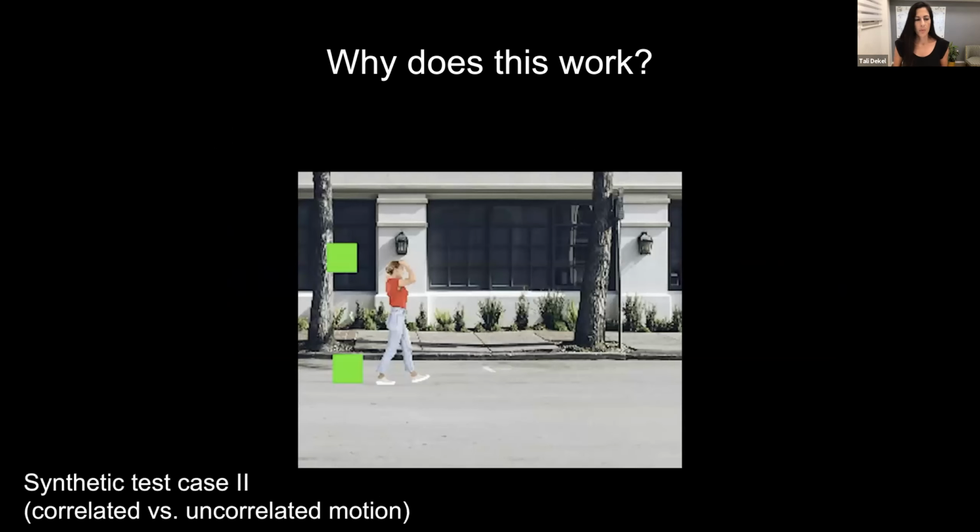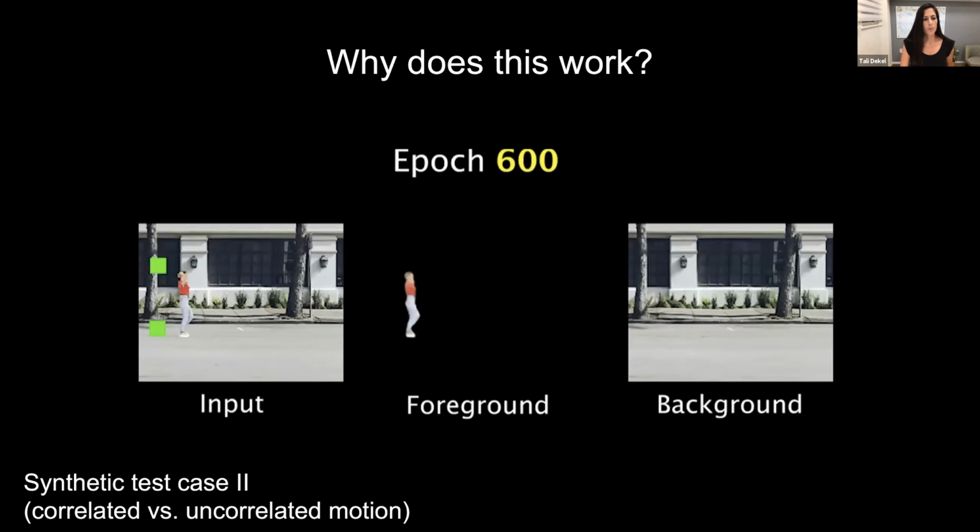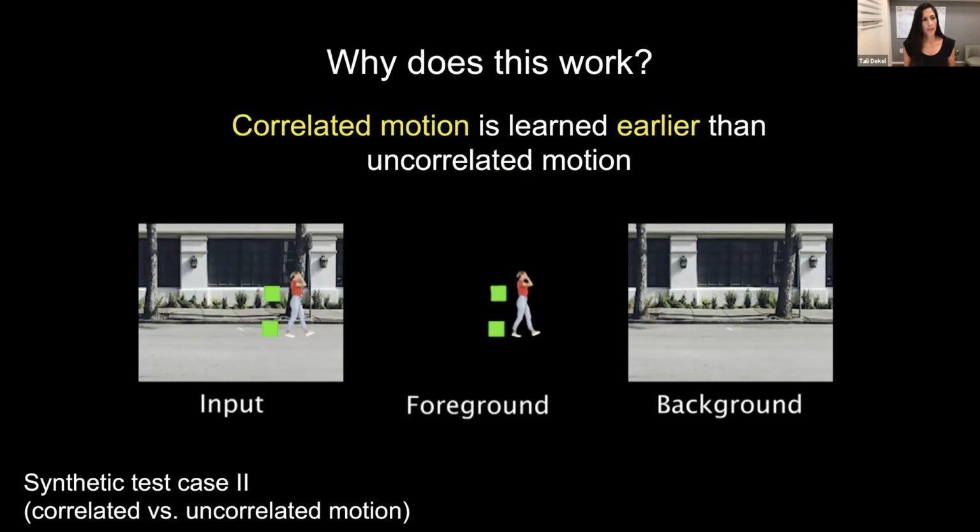Okay, so now we added effects. We added two squares. One is correlated with the person and the other one is randomly moving. And now let's take a look at the training progression. So what we can see here is that first the person is learned and the details are added, and then the correlated square. And then after many epochs, the randomly moving square is reconstructed. So basically what we can see is that correlated motion is learned earlier than uncorrelated motion.